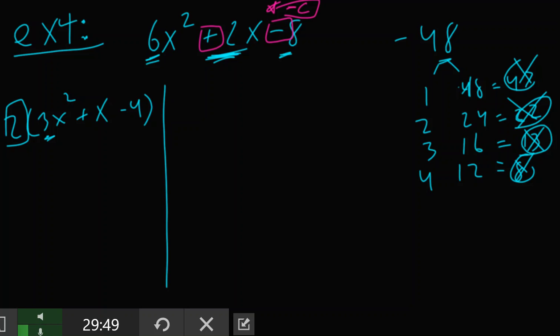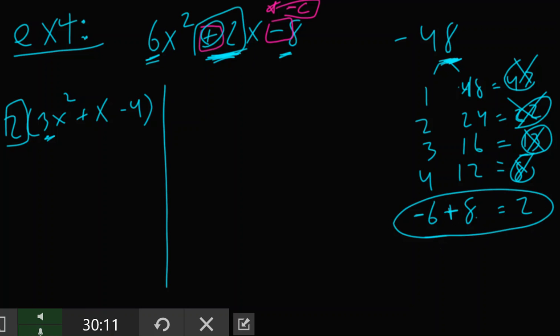Huh. Can't be divided by 5 because it doesn't end in a 0 or a 5. But it can be divided by 6. 48 divided by 6 is 8. Oh, wait a second. 8 minus 6 is equal to 2. And we are looking for a positive 2. So our larger number has to be positive, and our smaller number has to be negative. These were the factors we were looking for the whole time.